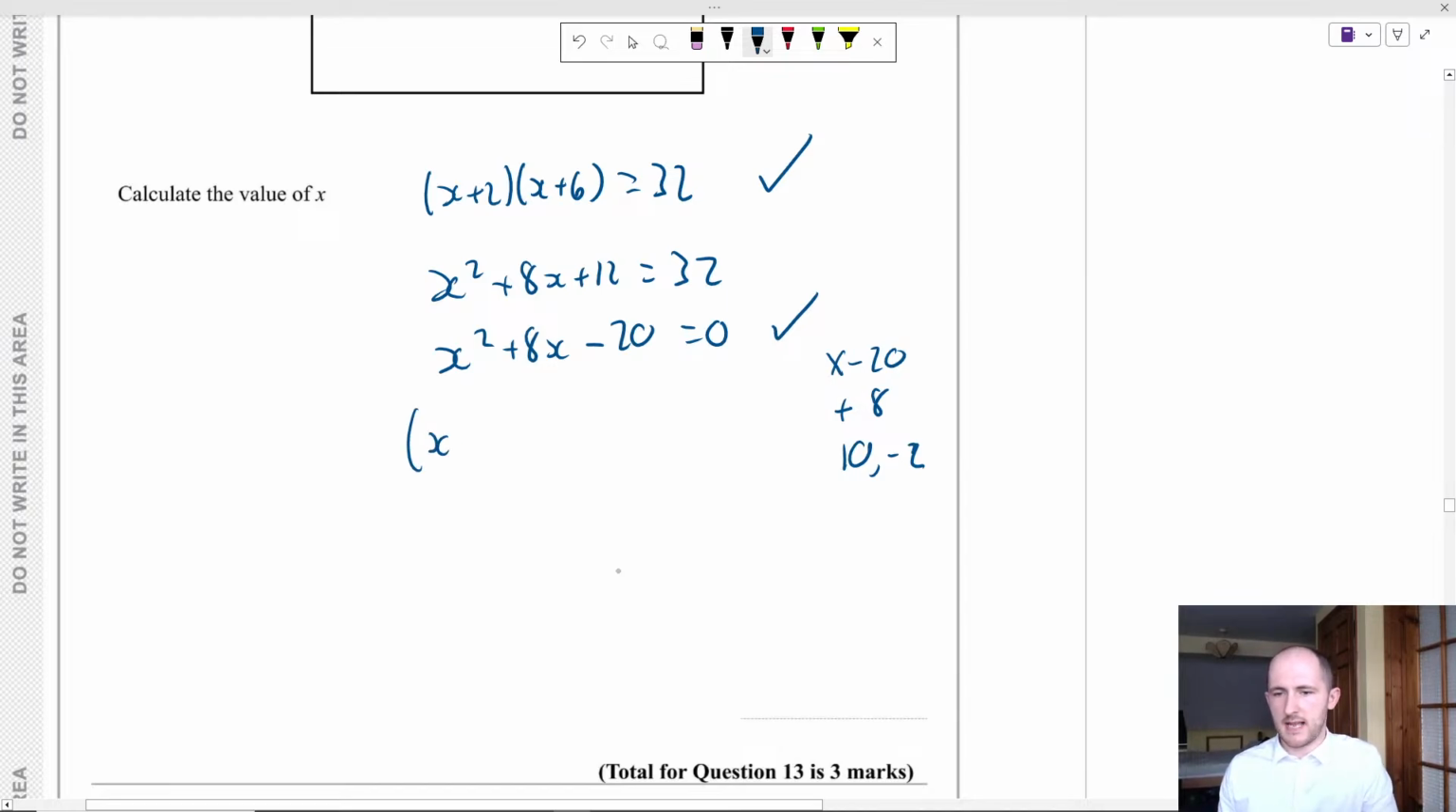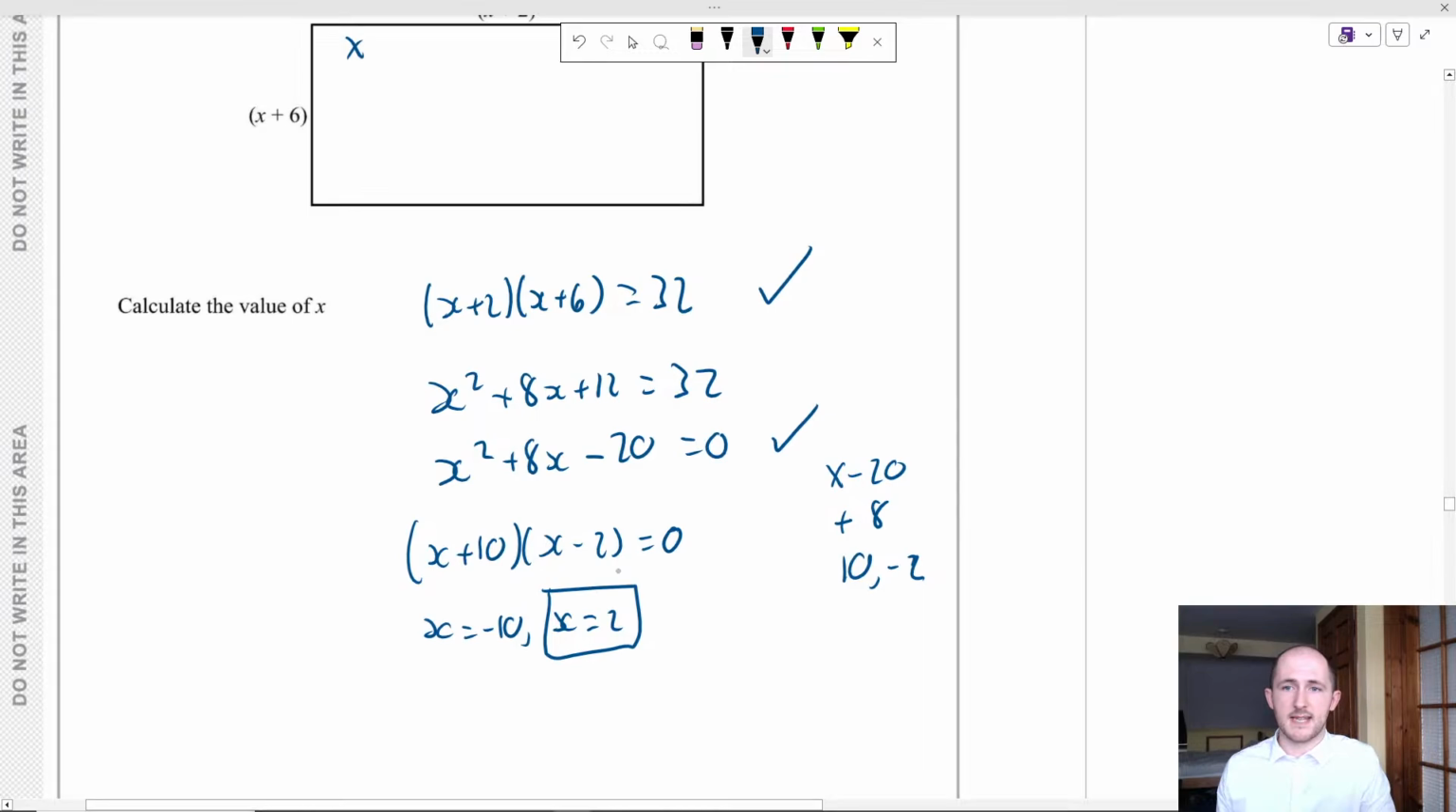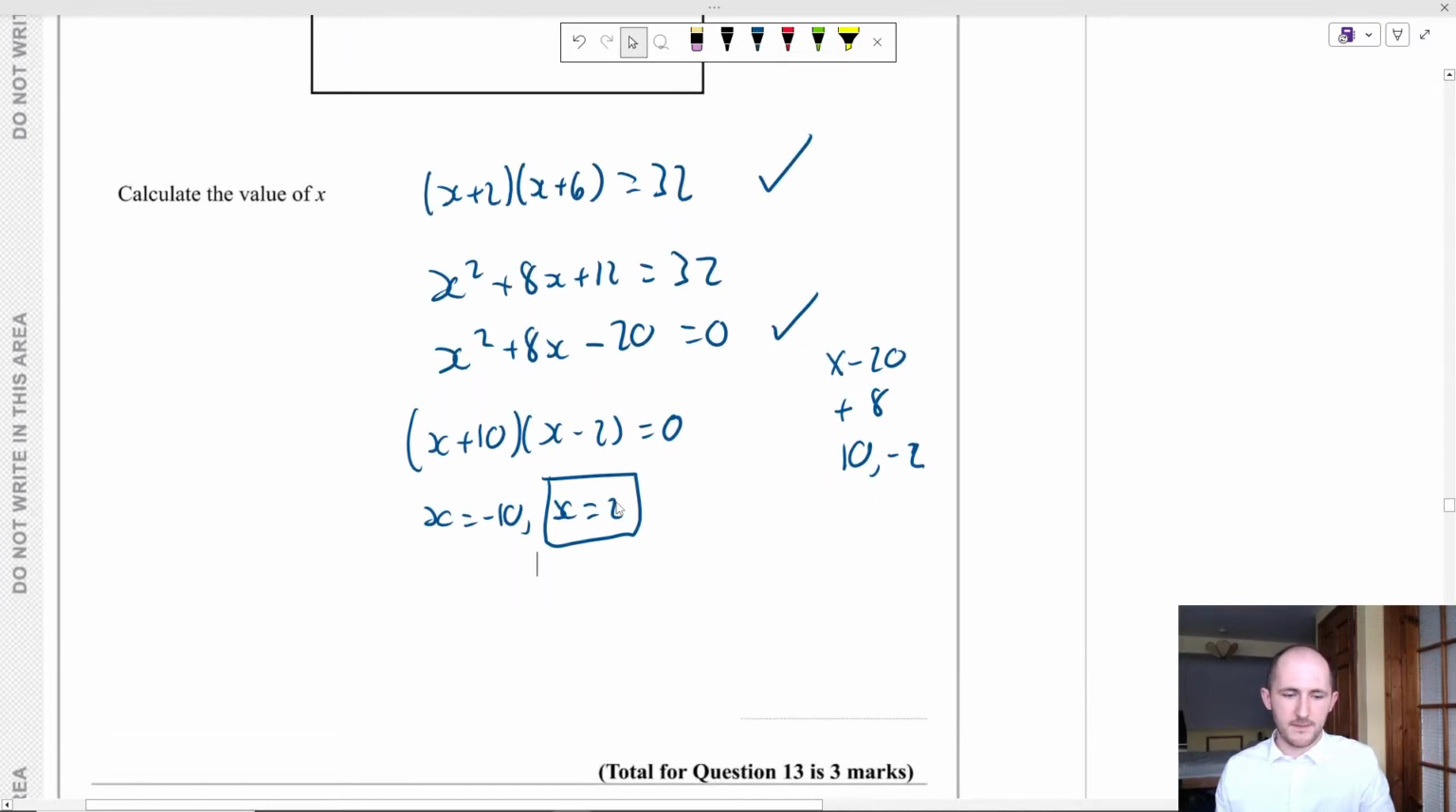So you have (x + 10)(x - 2) = 0, and you're absolutely right. Our two solutions are x equals minus 10 and x equals 2, but it can't be two numbers, so it has to be the positive one because it's the length of a side. And it's a positive area too. You can't have negative areas.